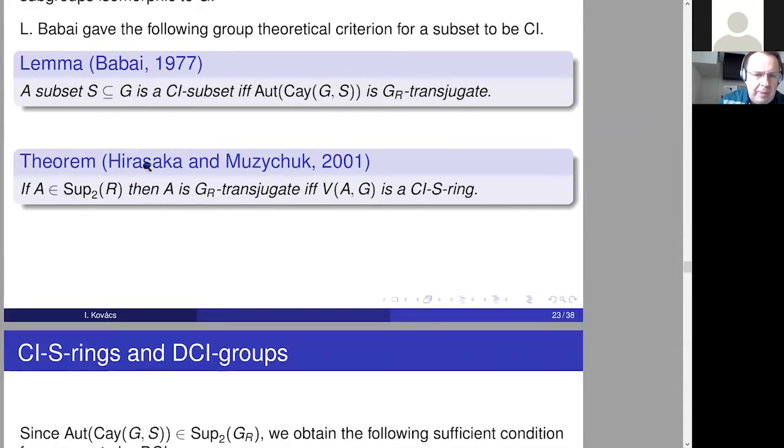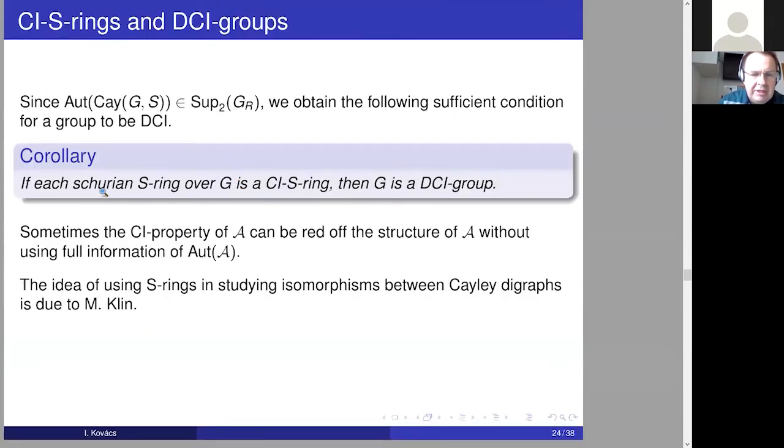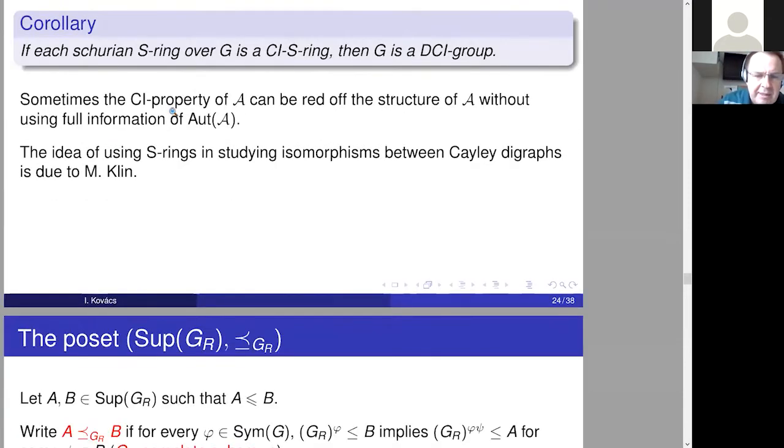Actually, Mitsubishi Hirosaki and Misha Muzychuk proved that if A belongs to a 2-closed overgroup of G_R, then A is G_R transjugate if and only if the corresponding Schur ring is CI. These groups are 2-closed, so they are covered by the theorem of Muzychuk, and this gives you a corollary that if you can prove that each Schur ring over G is a CI S-ring, then G is a DCI group.